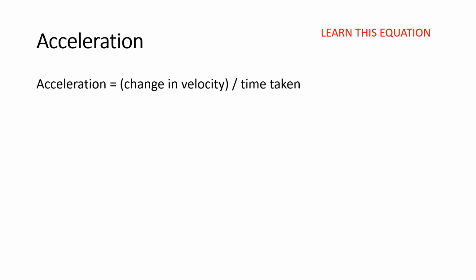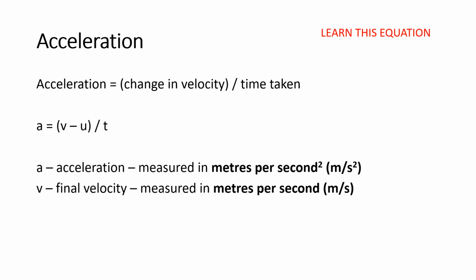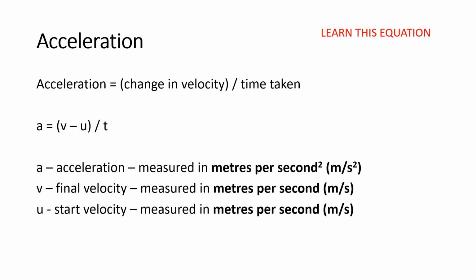Acceleration is speeding up or slowing down. So it's a change in velocity, and it's how quickly it's doing it, so it's over the time taken. We can write this as a equals v minus u over t. a stands for acceleration. This is in meters per second squared. There's often a mnemonic for remembering this unit. v is the final velocity in meters per second, u is the start velocity in meters per second, and t is the time it takes, measured in seconds. This is an equation that you need to learn.